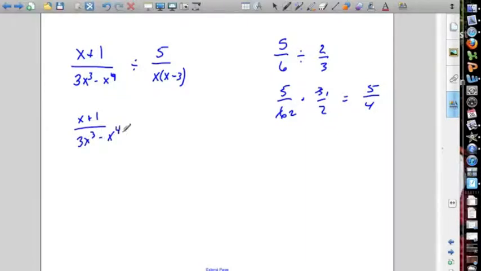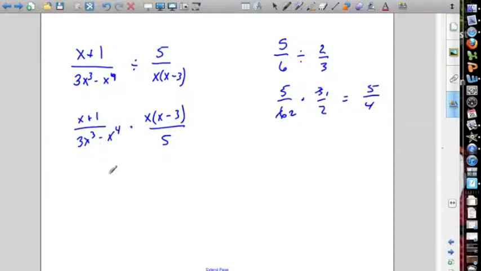And that's a 4, by the way, x to the 4th. So instead of dividing by 5 over x times x minus 3, I'm going to multiply by, and then I'm just flipping it around. Now, as I go through here and try to simplify, I look to see if there's anything I can reduce. And as I look here, there is something I can reduce.